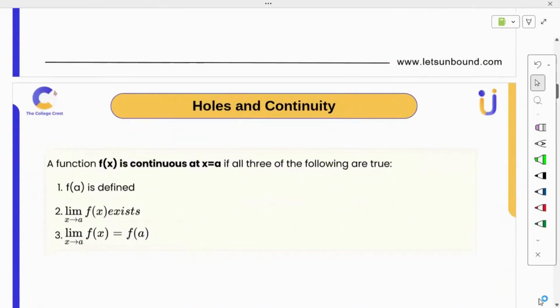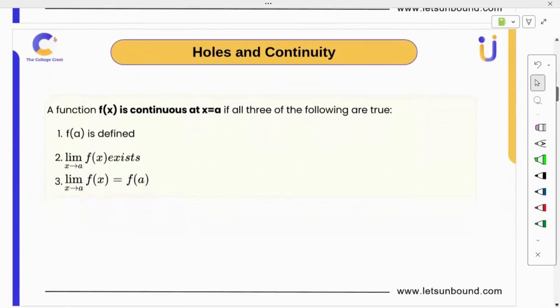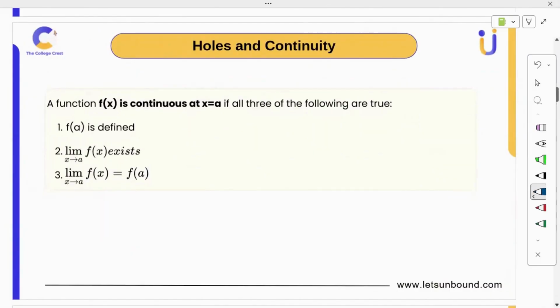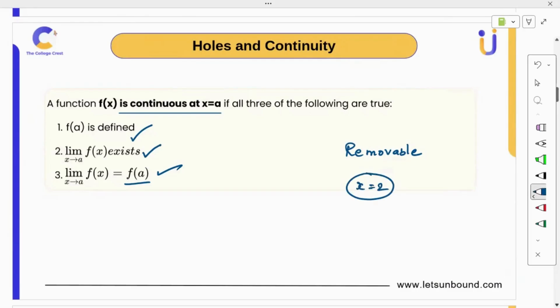Now, holes and continuity. A hole is kind of a break, but a function is continuous at x equals a if all three are true: it should be defined, the limit exists, and that limit should be equal to that f of a value. Holes we can treat as a removable discontinuity. Yes, it's a discontinuity, but removable. What can I do? From the function, you just remove that point. For example, if you got a hole at x equals 2, from the entire domain you just remove this, then it will be continuous within its own domain. So this is the continuity definition, and if there is a hole, you can remove it.